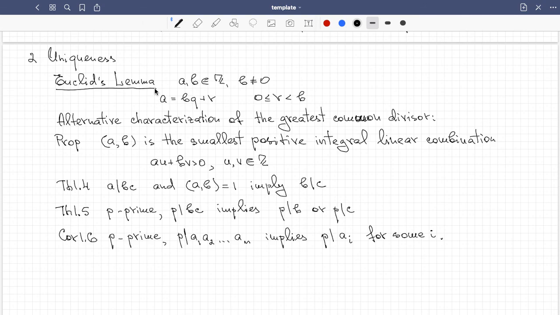With that, chapter 1, which was devoted to arithmetic and Euclid's lemma and Euclid's proof of the fundamental theorem of arithmetic, is done.